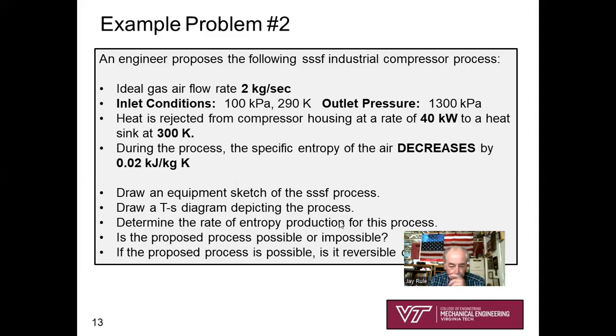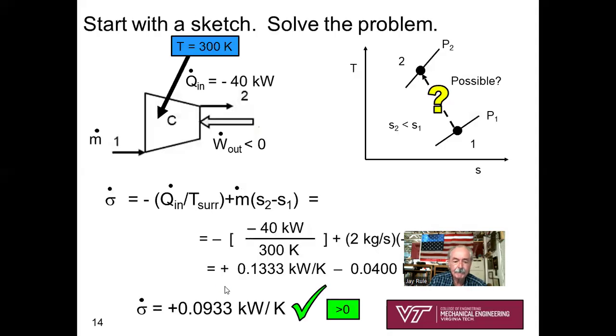Okay. And in the problem, it said the engineer was simply proposing this situation where we're rejecting heat from the casing of the compressor. So is it possible or impossible? We've got to determine sigma dot. And if it's possible, is it reversible or irreversible? You get the drill. Okay. Thank goodness we've got some numbers. Now we can start putting pencil to paper.